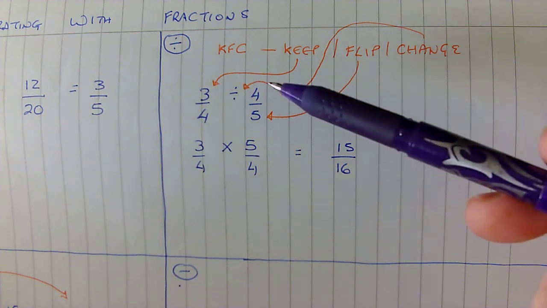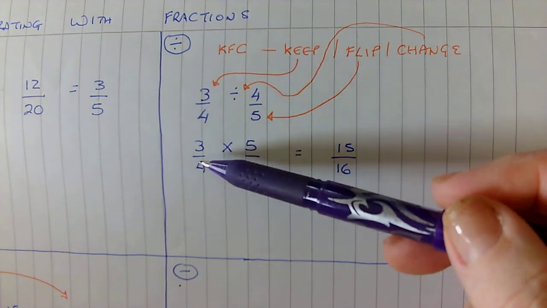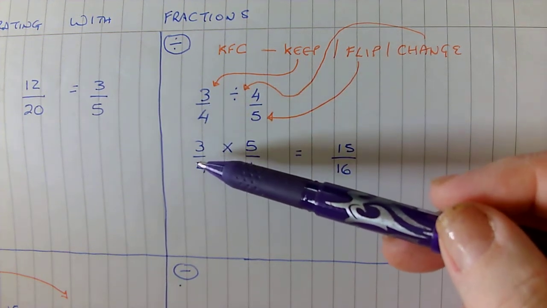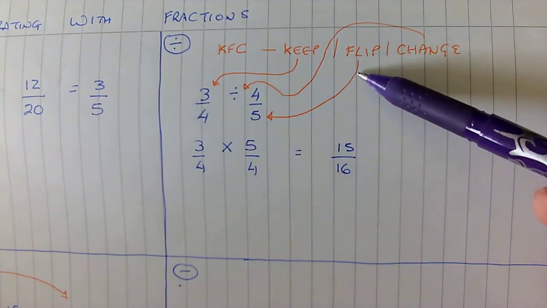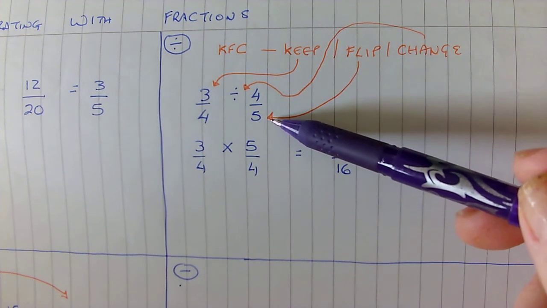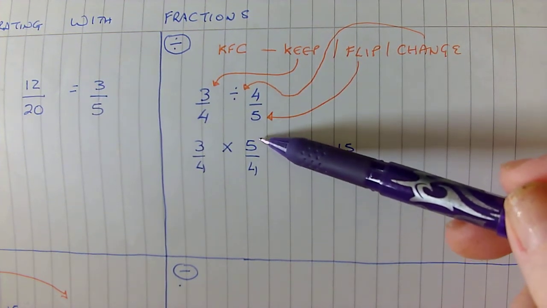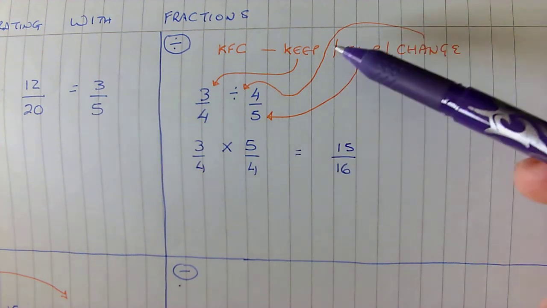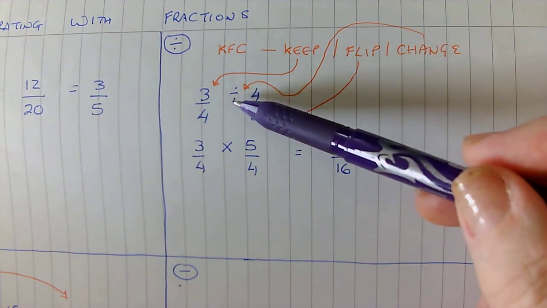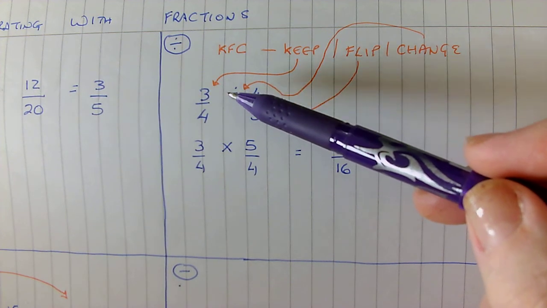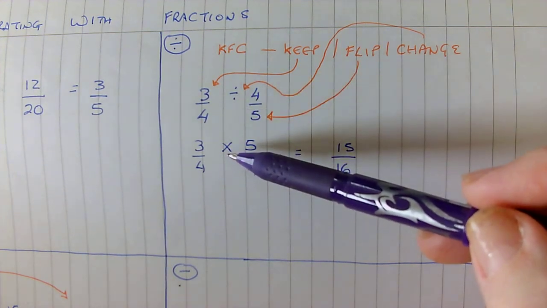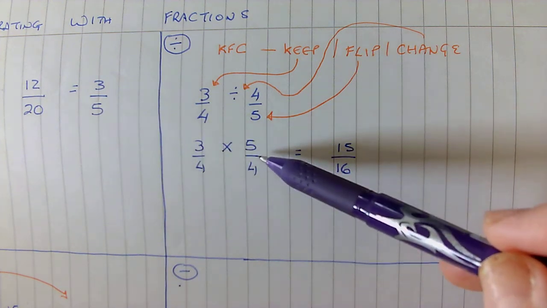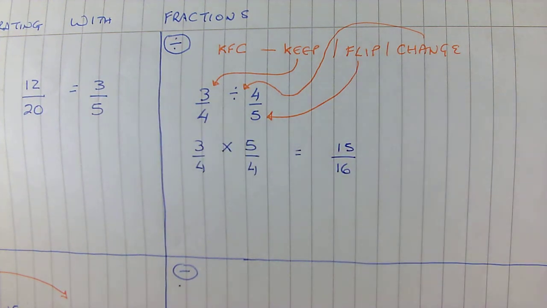And what that stands for is to keep the first fraction as it is, so that 3/4 stays exactly the same. Flip the second fraction on its head, so top becomes bottom and bottom becomes top. And change the operator in the middle to its opposite, and the opposite of divide is multiply. And what that's done is put us back to just multiplying a fraction with another one.